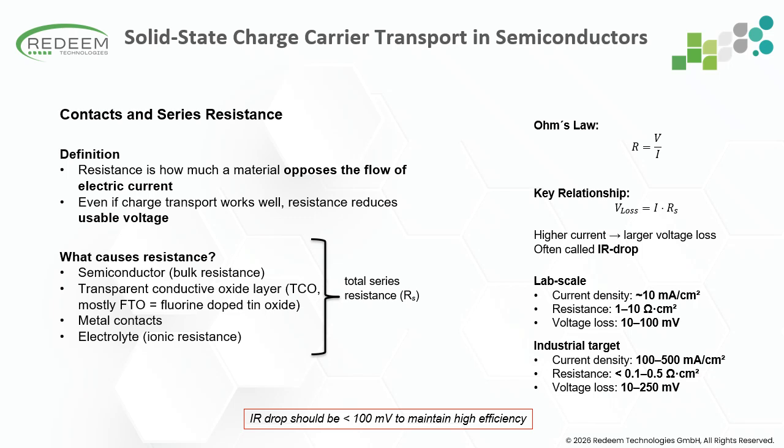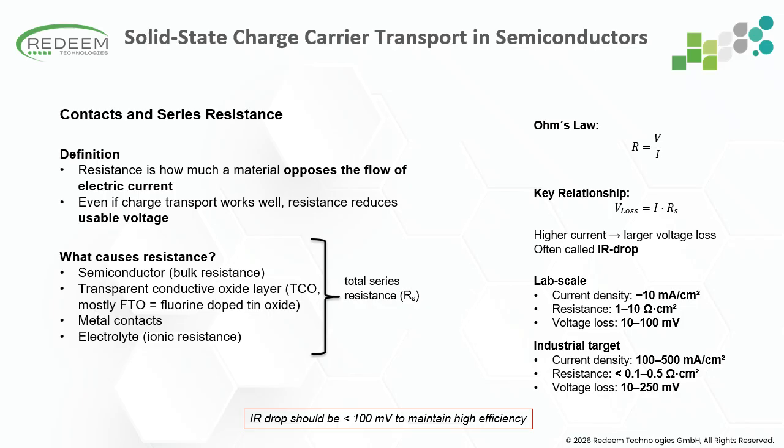And at laboratory current densities of around 10 milliamps per square centimeter, these losses often are relatively small, but the situation changes when we move toward industrially relevant current densities of 100 to 500 milliamps per square centimeter. Since the current increases by 1 to 2 orders of magnitude, even a modest resistance here can consume hundreds of millivolts. And here, if you look at the red box at the bottom, the rule of thumb is we try to keep the IR drop below about 100 millivolts.